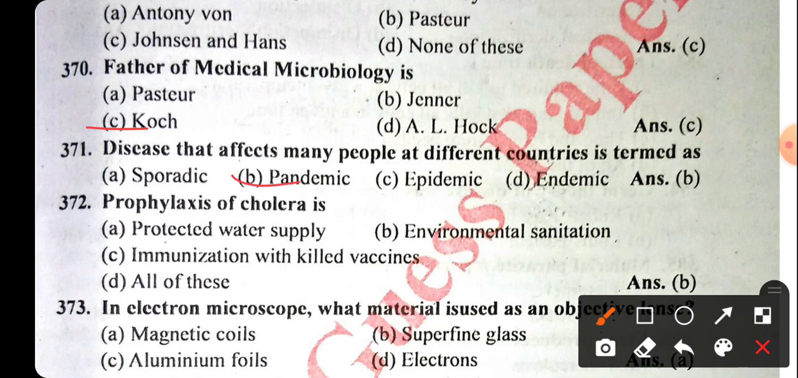In today's modern life, we know that coronavirus is the pandemic virus that is going on, and I think the third phase will come according to the news report. Okay. Now the next question: prophylaxis of cholera is environmental sanitation. Option B will be the right answer.